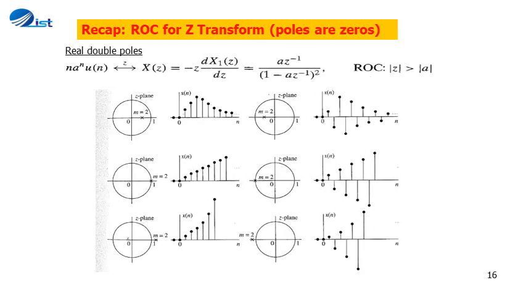This slide is again showing something similar. It is showing the case when we have more than one pole. We have two poles at the same location, which is at z equal to a. And in this case, again, depending upon the position of these two poles, the sequences that we are getting in time domain are different. These figures are all taken from your textbook, so you can look into the detail of the figure from your textbooks also.